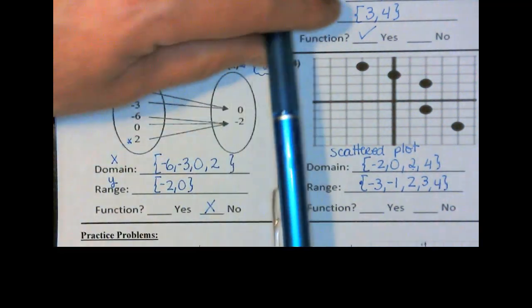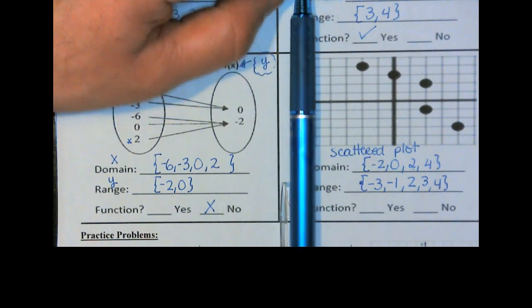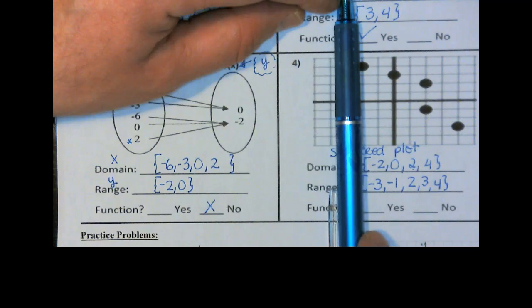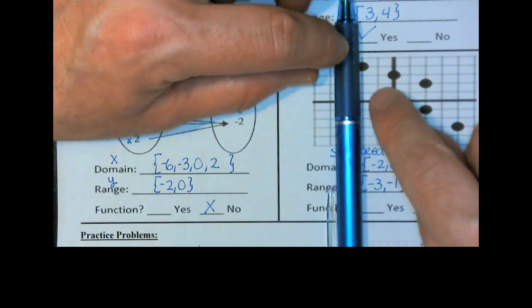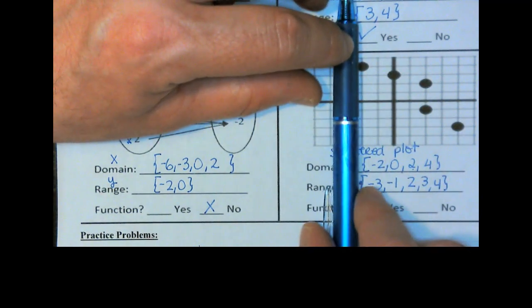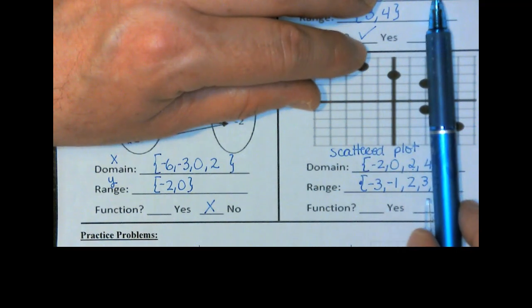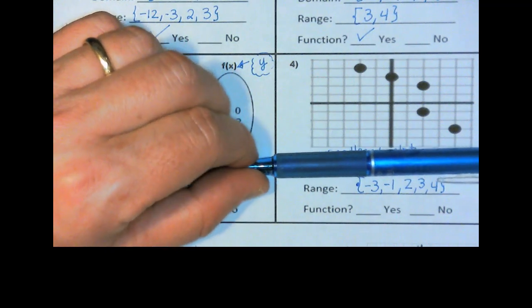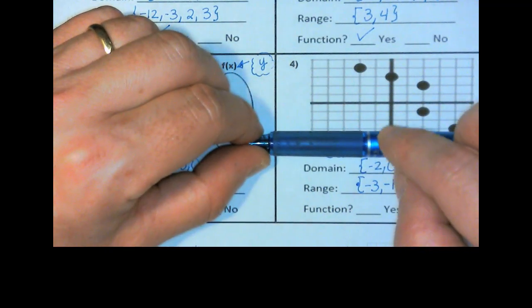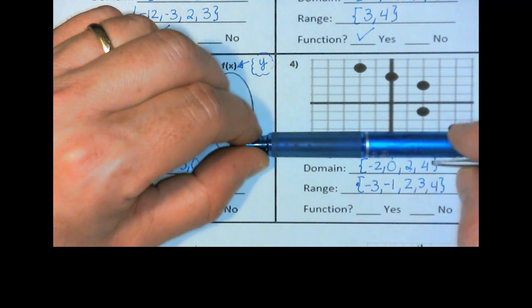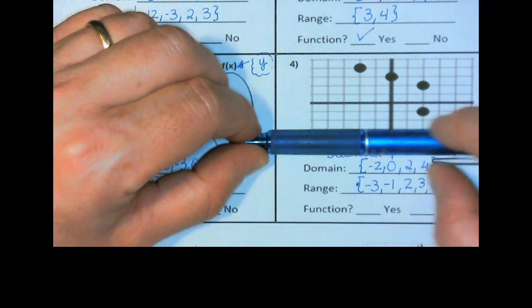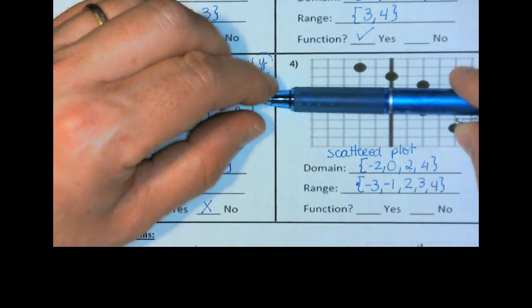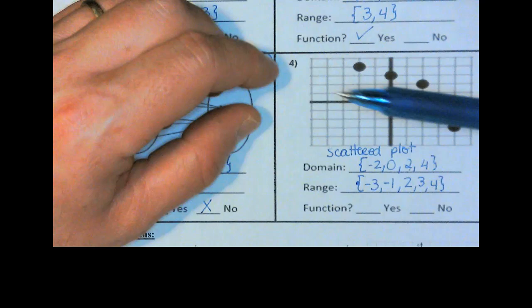So please remember that when you do domain, you put your pencil like this on the vertical and you go from left to right, and anytime you touch a point, that would be a value that you're going to add to the list. So -2, 0, 2, and 4. For the range, you put the pencil on the horizontal and you move up along the y-axis, and anytime that you touch a point, that's your y value that you're going to write. So we wrote -3, -1, 2, 3, and 4.